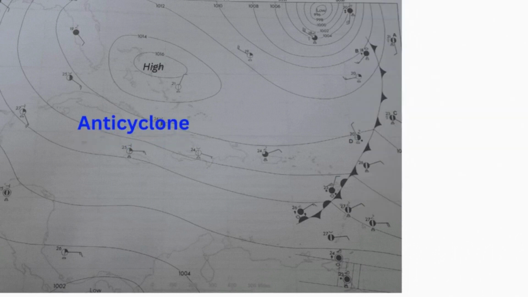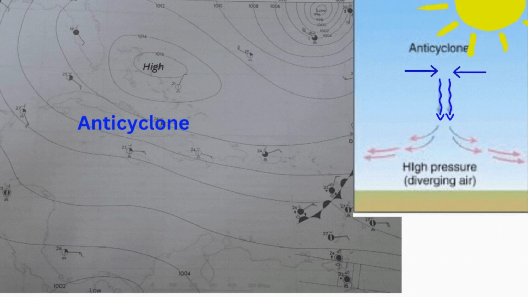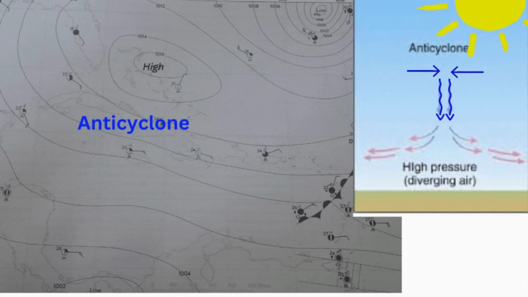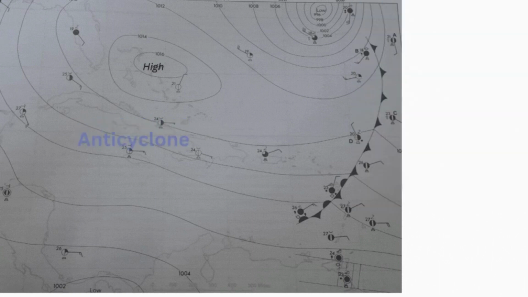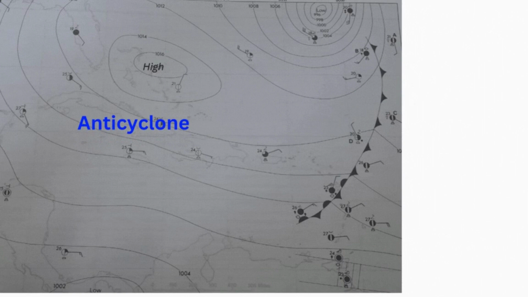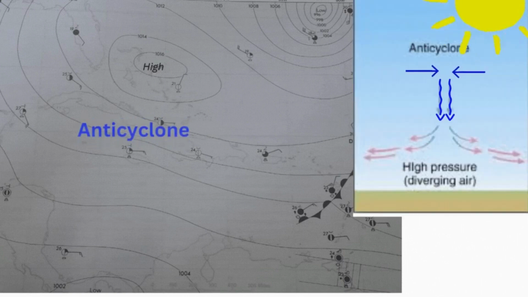Notice also that while the isobars in a hurricane are closely spaced, the isobars in the anticyclones are widely spaced. This means that the winds are light, as there is a gentle pressure gradient.